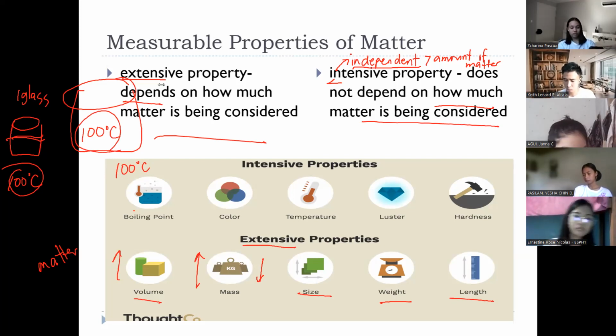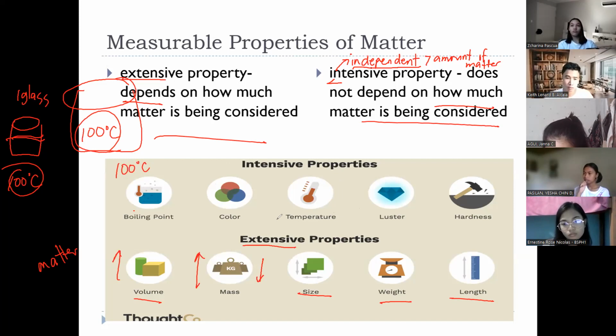Okay, so same lang. Even the color, same lang. Wala nagabago. Nang kay isa ka basong orange juice o isa ka drum na orange juice, orange gihapon iyahang color. Wala siya naga-change. So the color is under intensive property. The temperature also does not change.